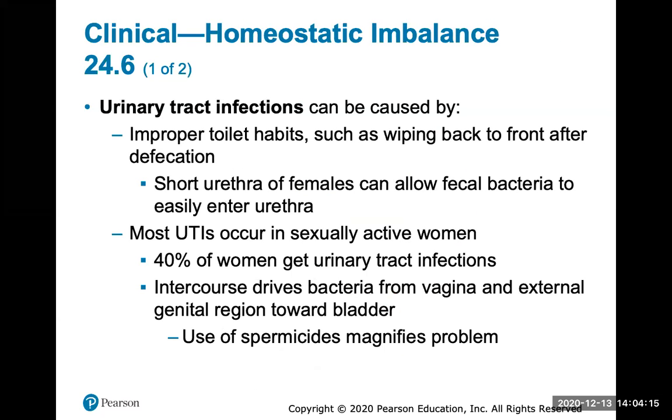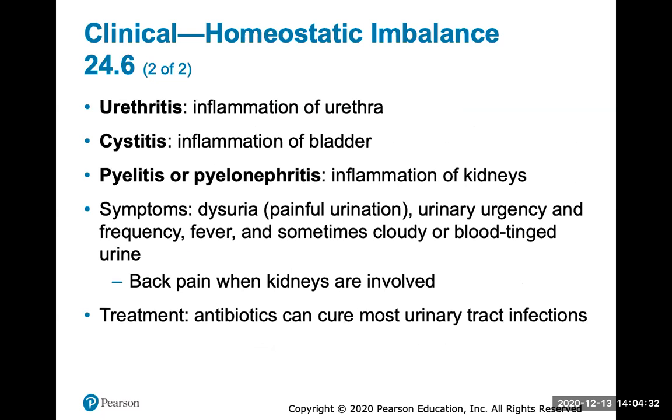UTIs can be caused by improper toilet habits, such as how you wipe after defecation. Most UTIs occur in sexually active women. About 40% of women get UTIs. And a lot of that's caused from intercourse, driving different bacteria closer to the bladder. Urethritis is inflammation of the urethra. Cystitis, inflammation of the bladder. You can have inflammation of the kidneys.